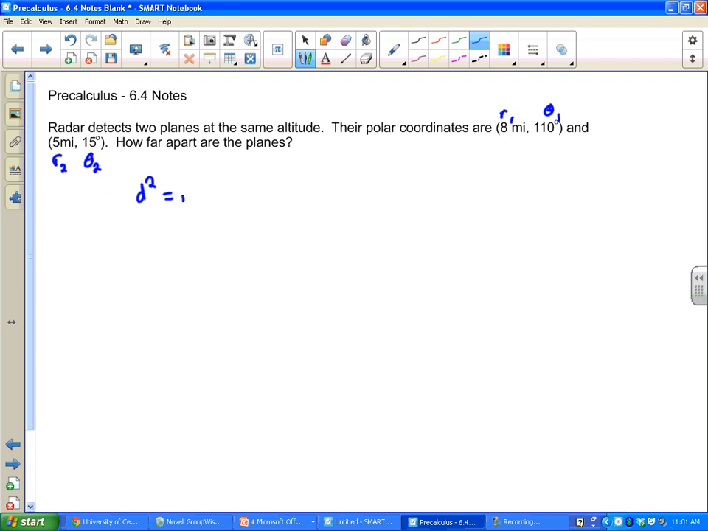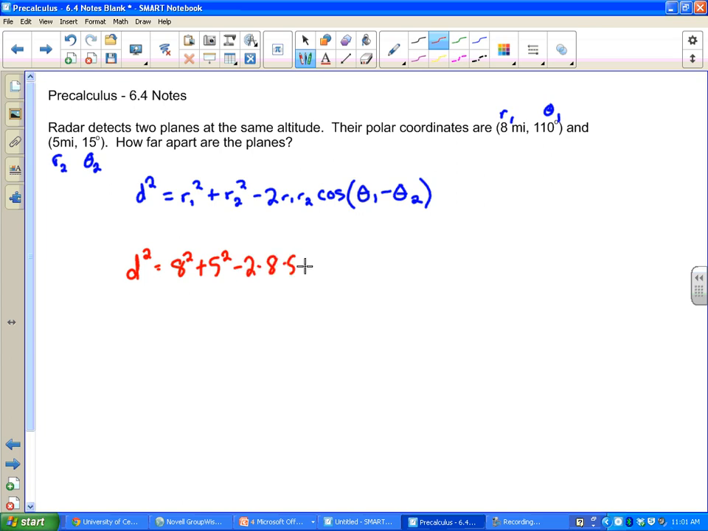Okay, so this is going to be r1 squared plus r2 squared minus 2 times r1 r2 and then cosine of our angles subtracted. And it doesn't really matter which order that we subtract our angles in. So we're trying to find what the distance, which is d, is. So 8 squared plus 5 squared minus 2 times 8 times 5 cosine 110 minus 15. And then you just put it in your calculator and see what you get. Make sure you are in degree mode to do this.